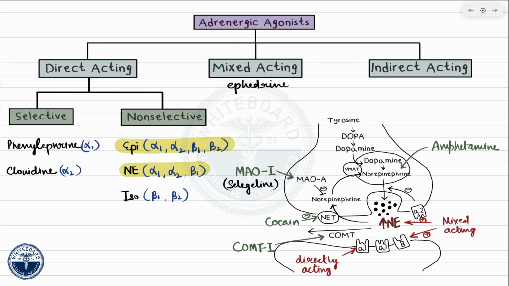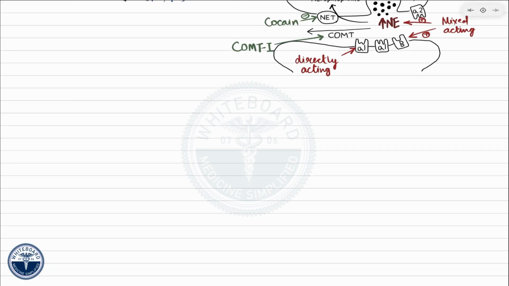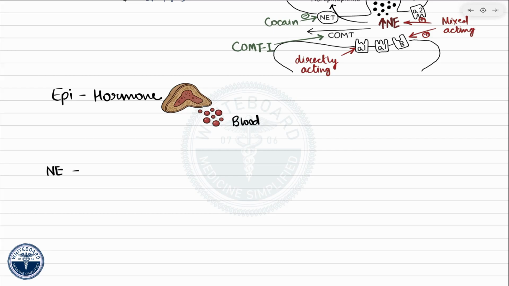The previous lectures on the sympathetic nervous system laid the foundation for everything we're going to discuss in this lecture because we're simply applying concepts that you've already learned. As you know, both epinephrine and norepinephrine are catecholamines. However, epinephrine primarily acts as a hormone and is released from the adrenal medulla directly into the bloodstream, whereas norepinephrine primarily acts as a neurotransmitter and is released from sympathetic nerve terminals.